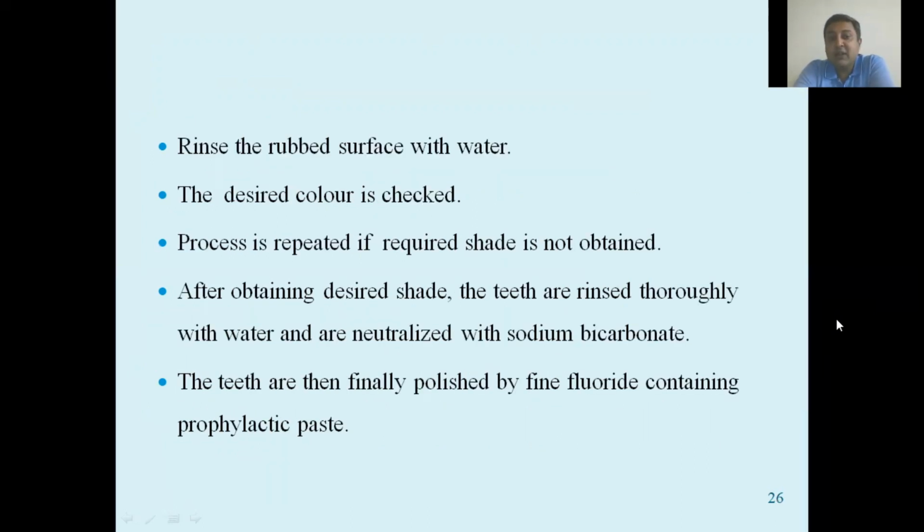Next, the rubbed surface is rinsed with water. The desired color is checked. The process is repeated if the required shade is not obtained. After obtaining the desired shade, the teeth are rinsed thoroughly under water and are neutralized with sodium bicarbonate. The teeth are then finally polished by fine fluoride containing prophylactic paste.